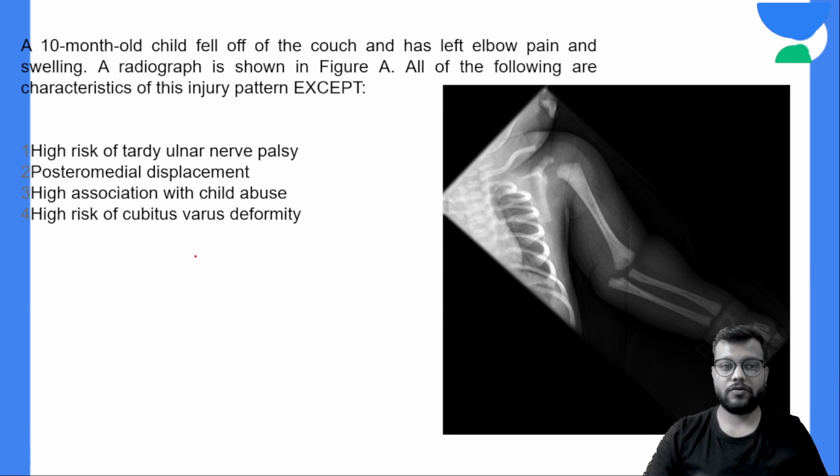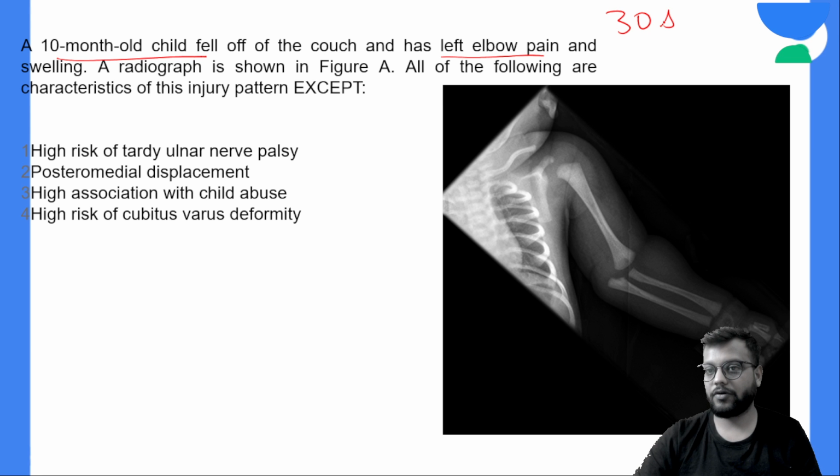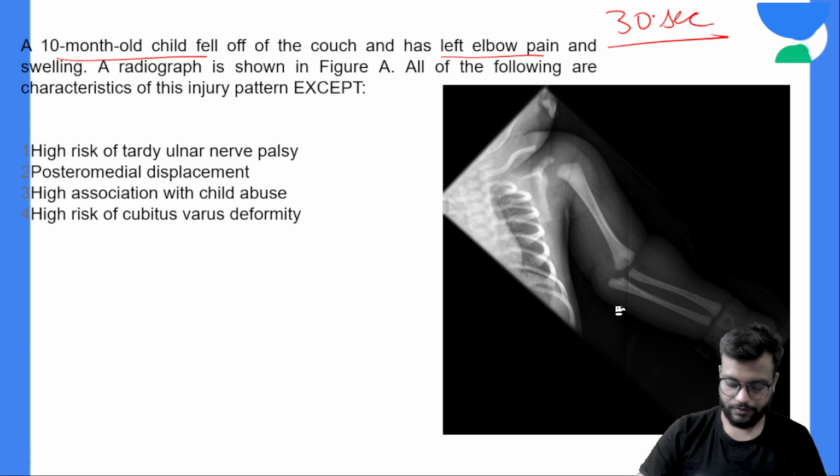Now this is your next question. A 10-month-old child fell off the couch and has left elbow pain, swelling. Radiograph is shown. All of the following are characteristics of this injury except. So here are your 30 seconds.